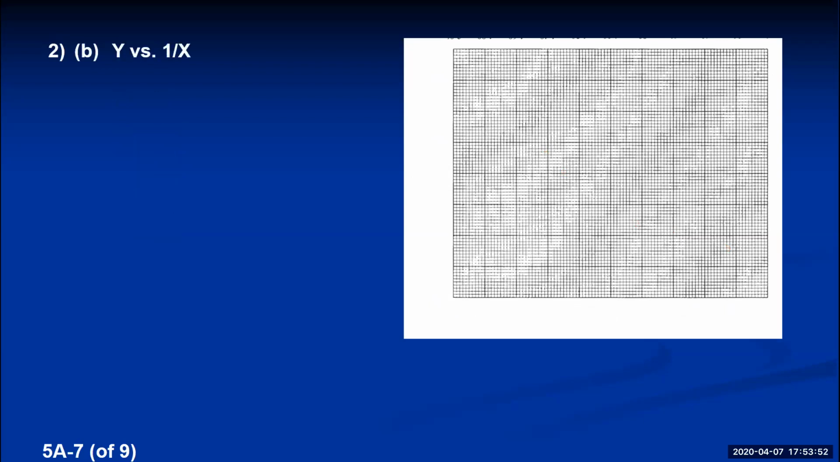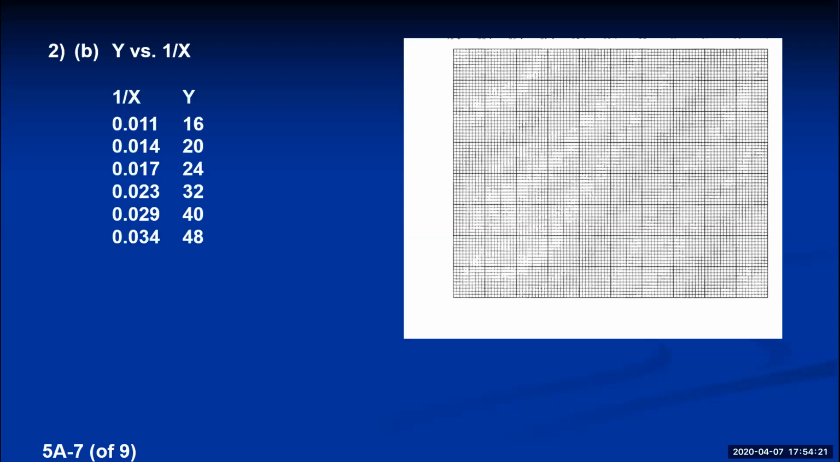So in part B, it asks you to graph y versus 1 over x. So for you to do that, you're going to have to take all the x values, 87, 70, 58, etc., take their reciprocals and calculate the decimal equivalent. So 1 over 87 equals something, 1 over 70 equals something, 1 over 58 equals something, and you actually are going to have to calculate those because you can't graph 1 over 87, 1 over 70, and 1 over 58 on a piece of graph paper like this. So I've actually calculated the reciprocal of all the x values, and you can see they're fairly microscopic.